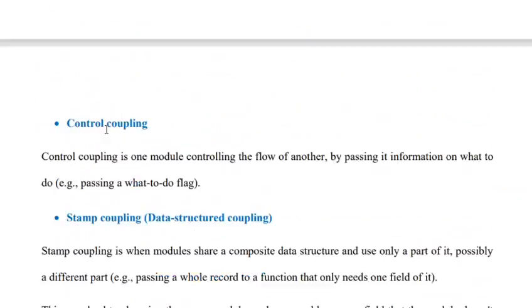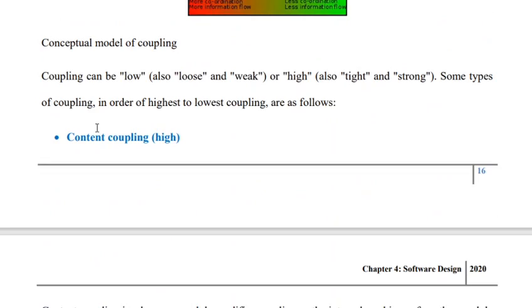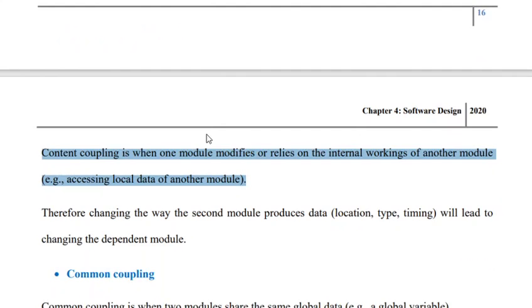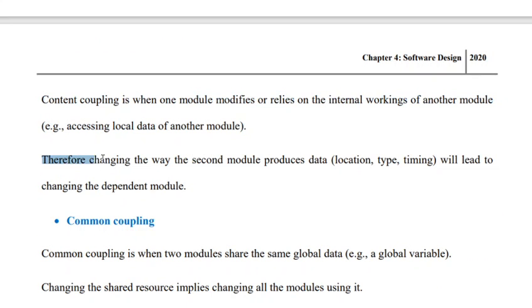Now let us try to understand what content coupling is. Content coupling is when one module modifies or relies on the internal working of another module. This is very important. Therefore, if we change the way the second module produces data, the change may be reflected in the dependent module as well.